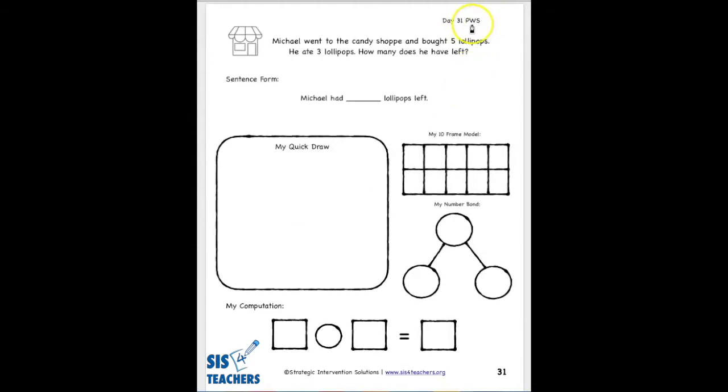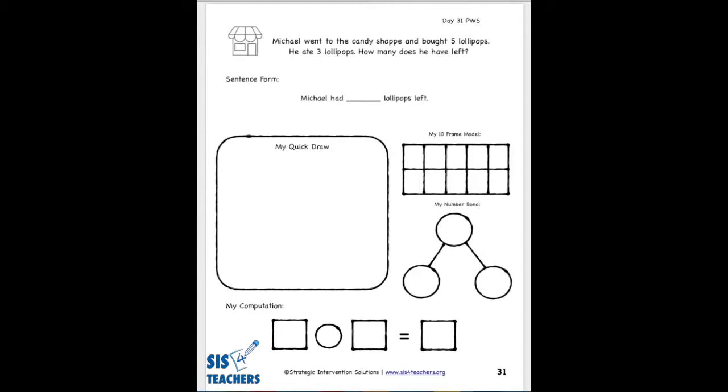All of our journals are coded in the upper right-hand corner for K5 to help the teacher understand which strategy we're really working with here. So this is a part-whole subtraction denoted as PWS. Each of our journals also features a picture of some sort to give the child a picture of what the scenario is in the story problem.